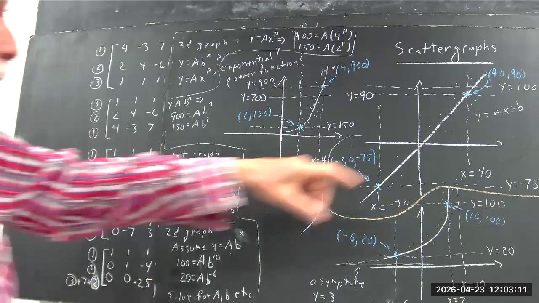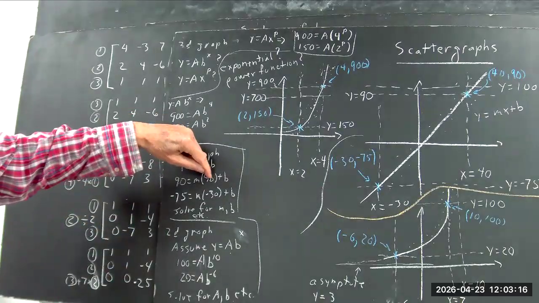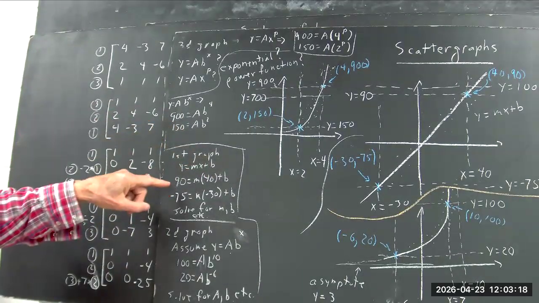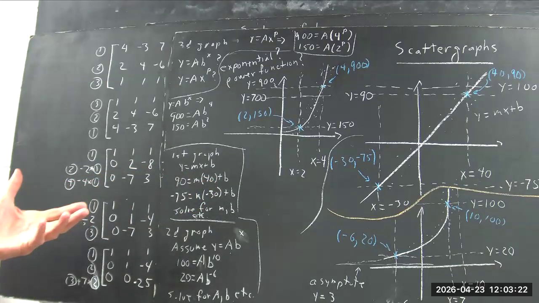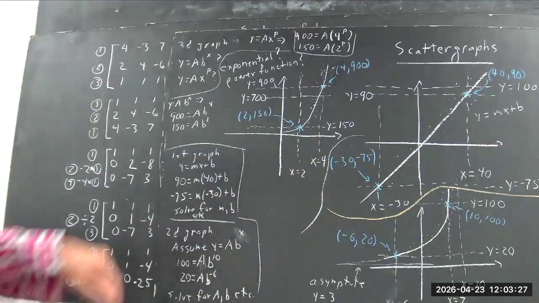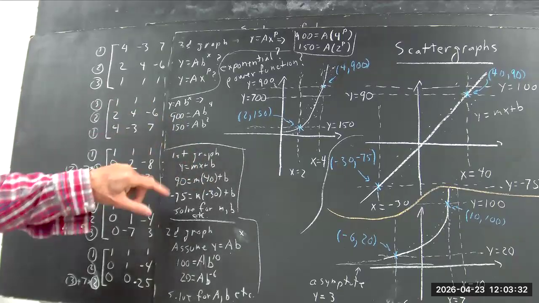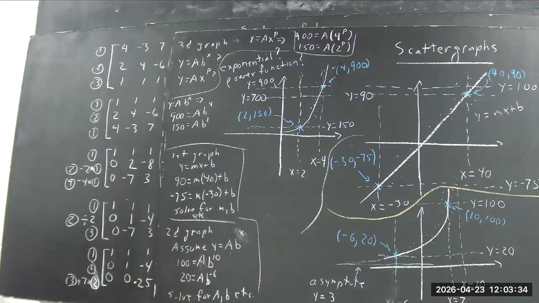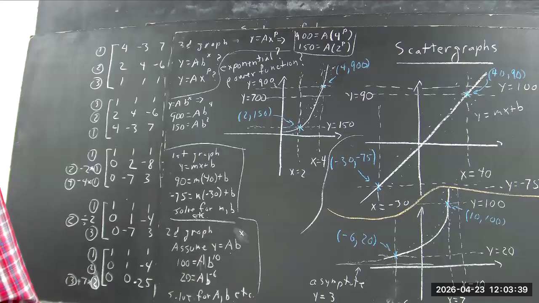We take x equals 40 and y equals 90, so that x becomes 40 and y becomes 90, and we get the equation 90 equals m times 40 plus b. Then we take x equals negative 30, y equals negative 75. Now we have 2 simultaneous equations and 2 unknowns that we can solve for m and b. We can do that by elimination. We can do that by an augmented matrix.